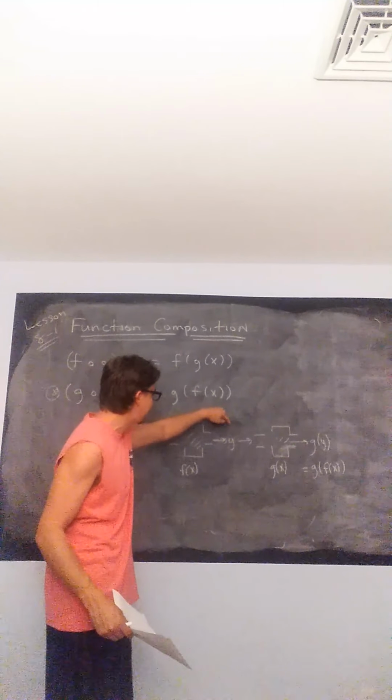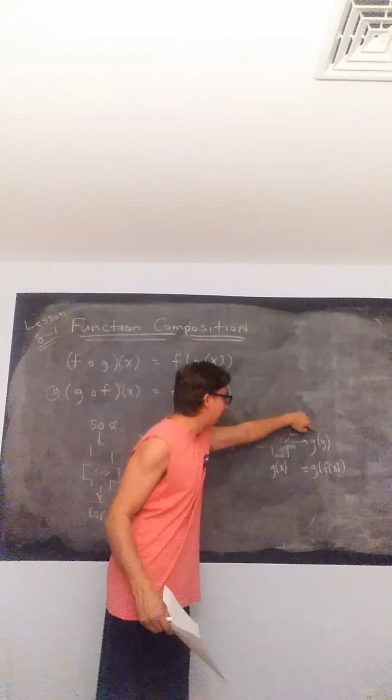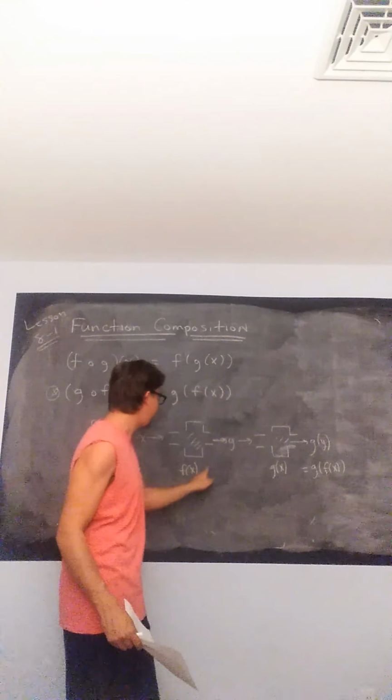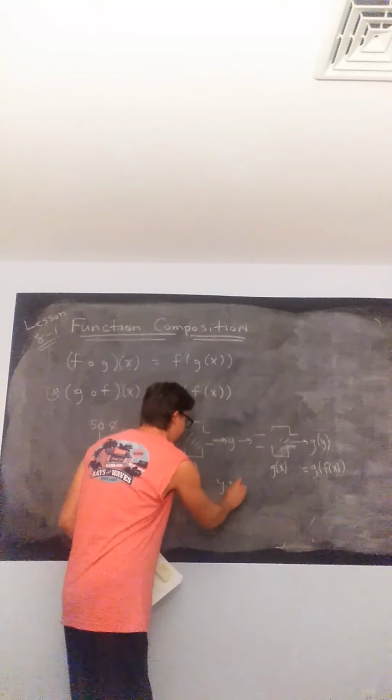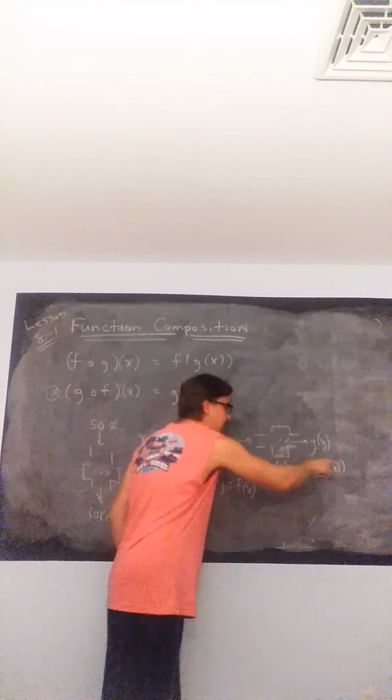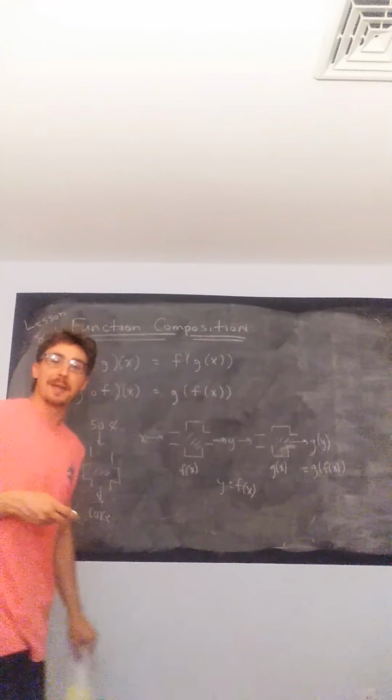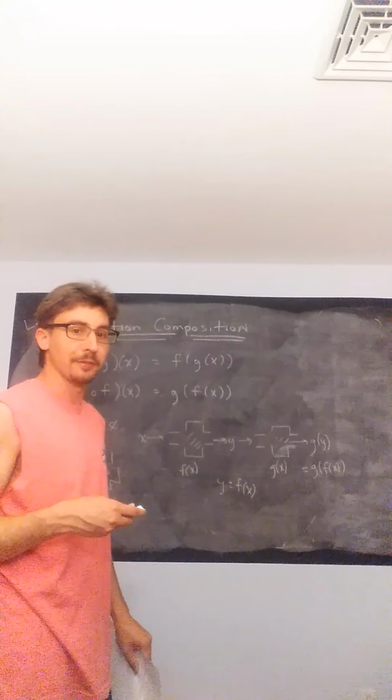Just like this would be y equals f of x, this is g of y. And what does y stand for? Well, y always stands for f of x. So g of f of x. That's schematically how function composition works.